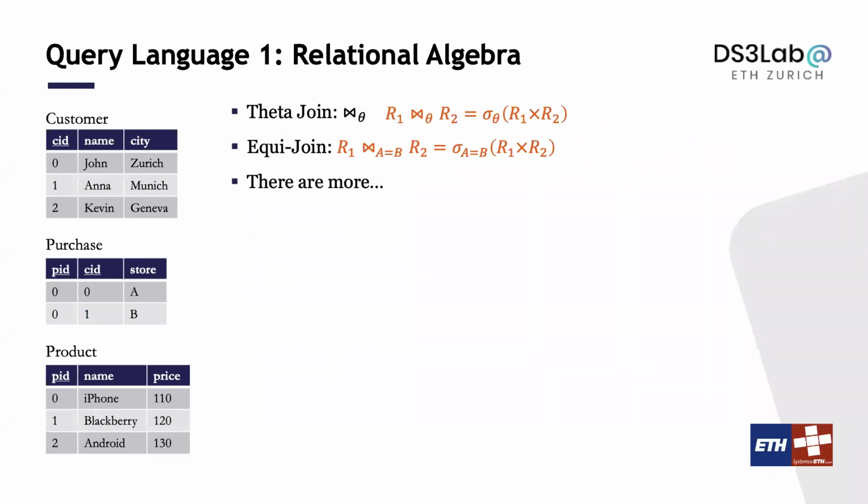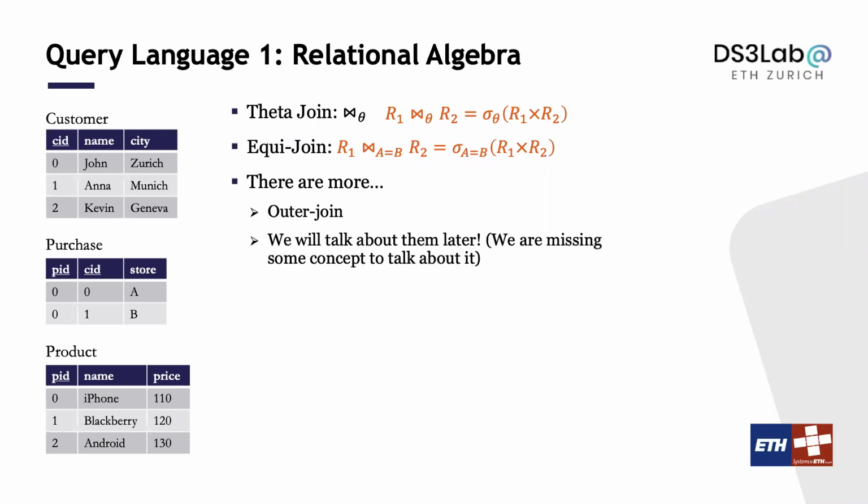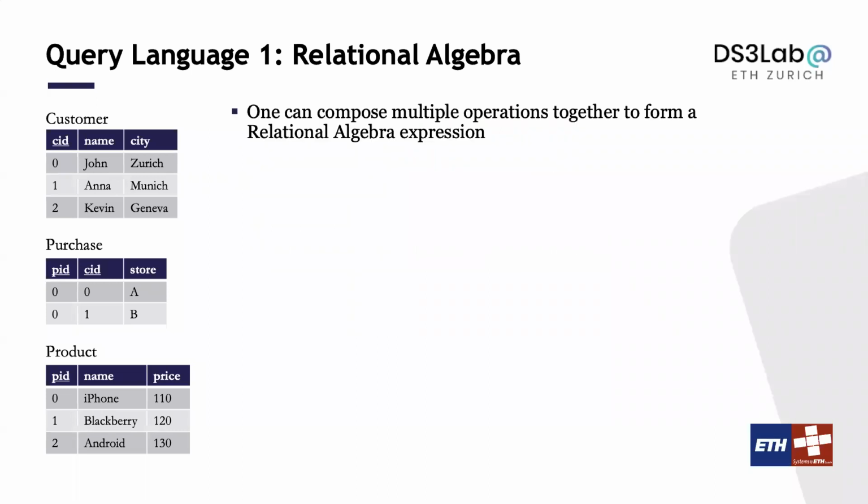Okay, cool. Where were we? We were talking about the theta join, right? You can specify one condition here and check whether it's true or not. And then there are different types of theta join. You can check whether two attributes are the same or not, and that gives you equijoin. And there are multiple joins. There's outer join, and we are going to see it later, maybe next week, because we need to introduce a different concept before we talk about it.